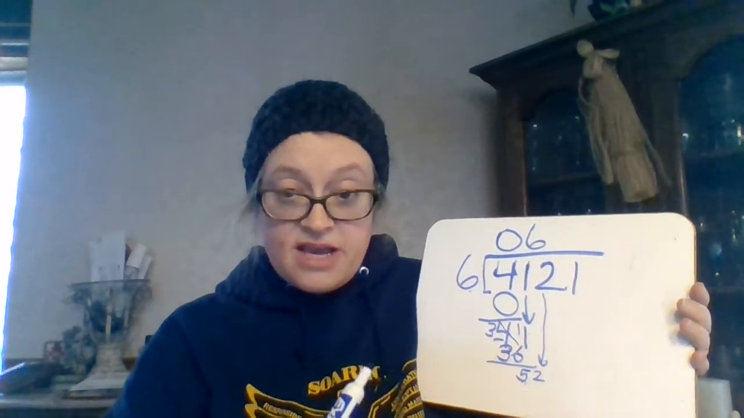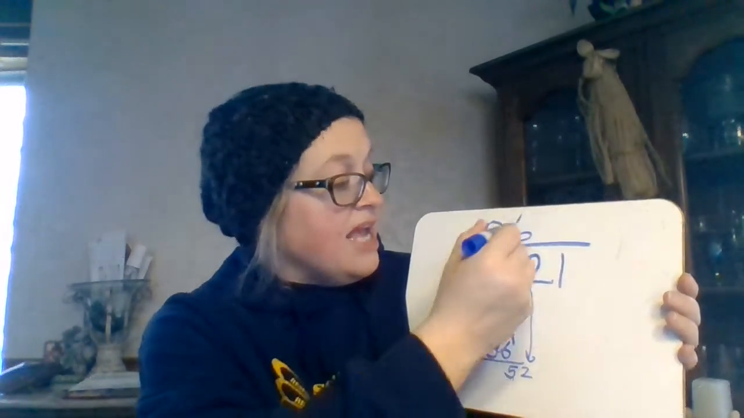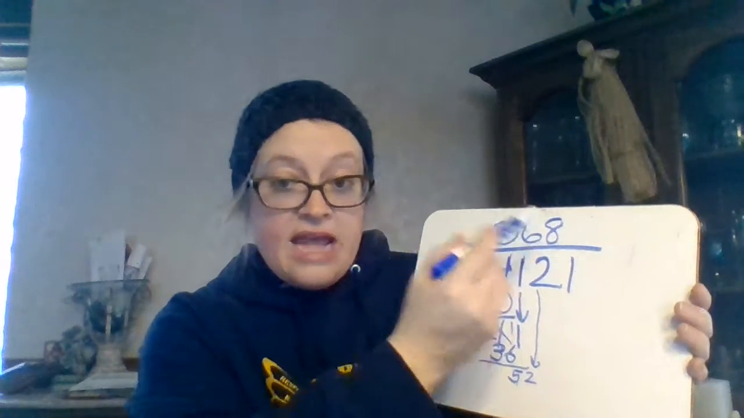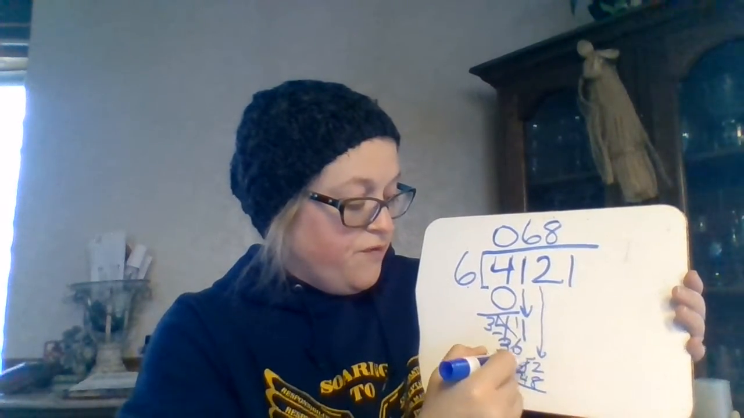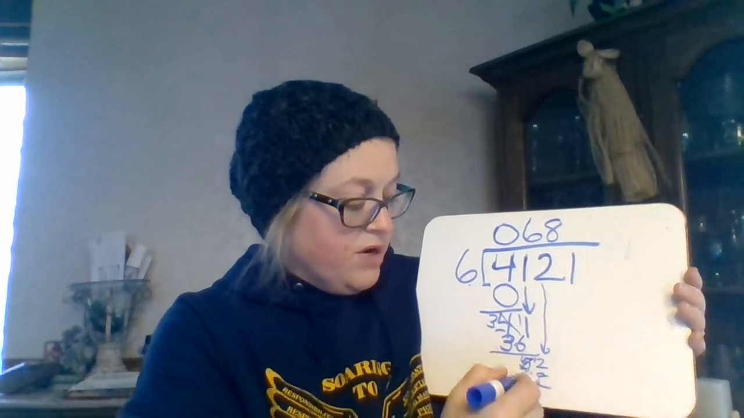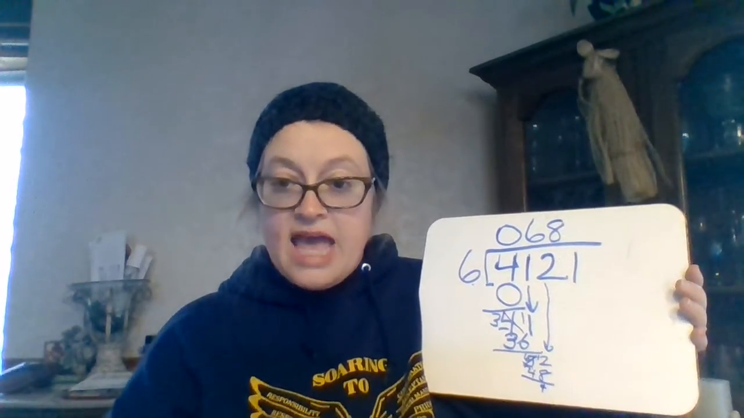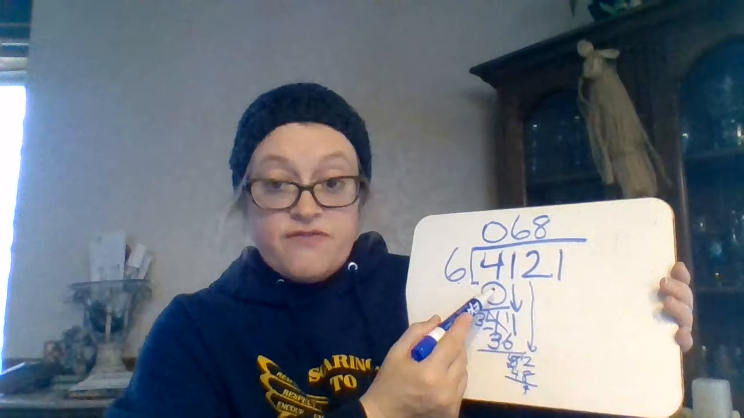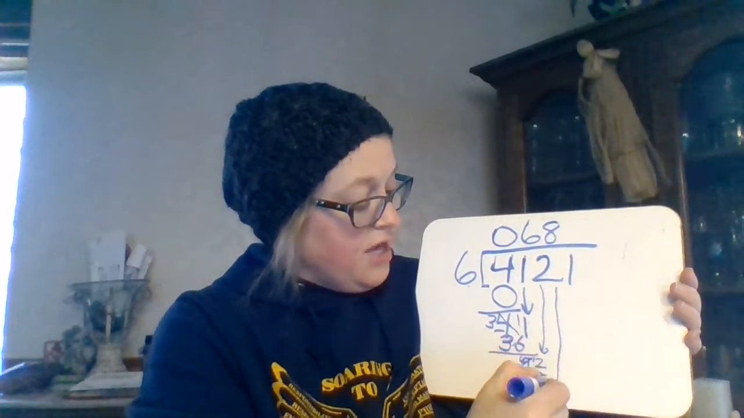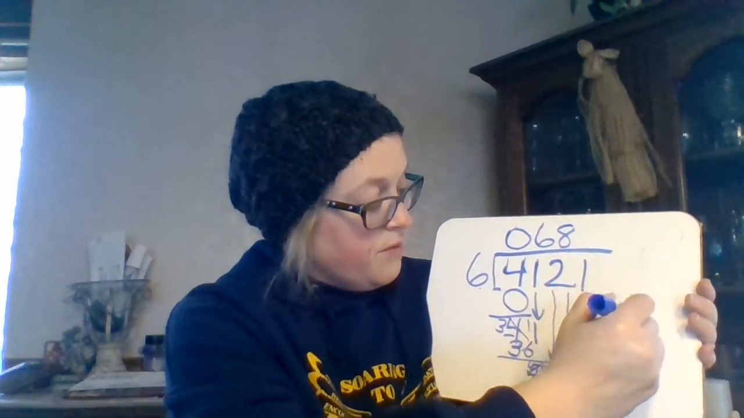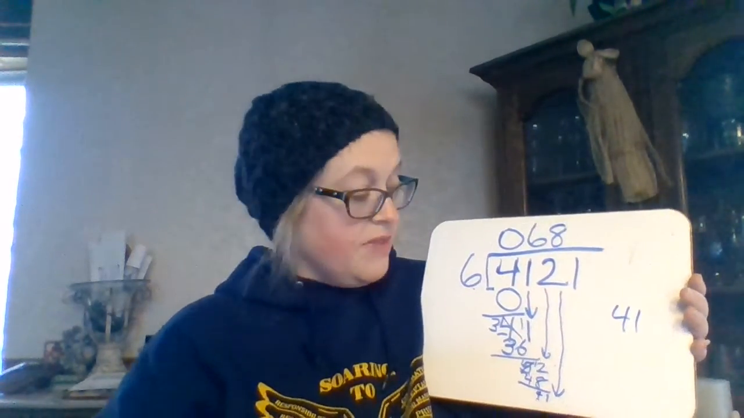52 divided by 6. The closest we can get there is 8 times. 8 times 6 is 48. So if we do 52 subtract 48, we get 4. Again, that's okay because it's smaller than our divisor, so we know we got as close as we possibly could. And then we're going to pull down our last number, number 1. I'm going to put this over here so that you guys can see it.